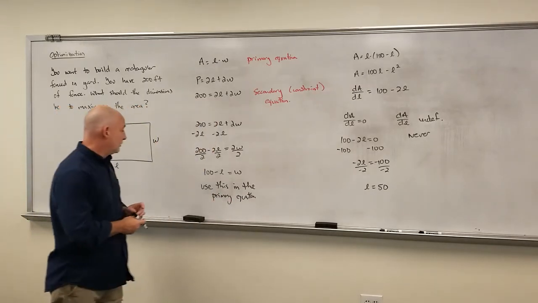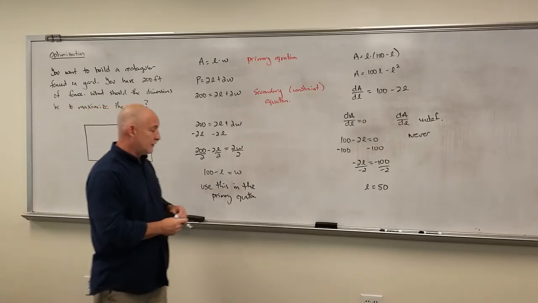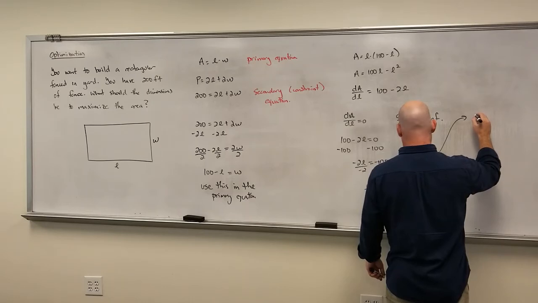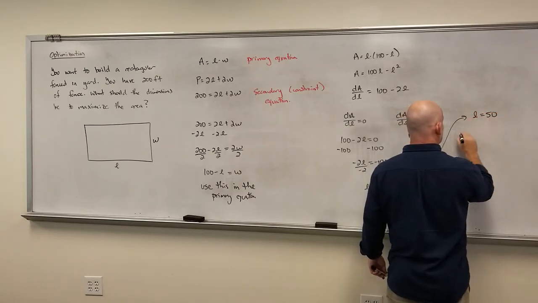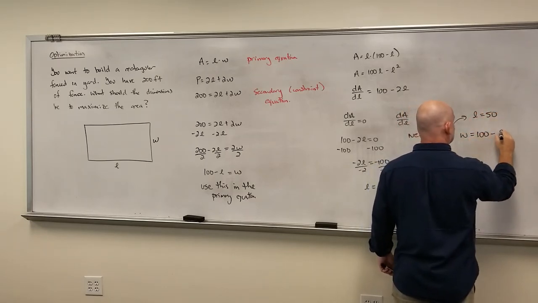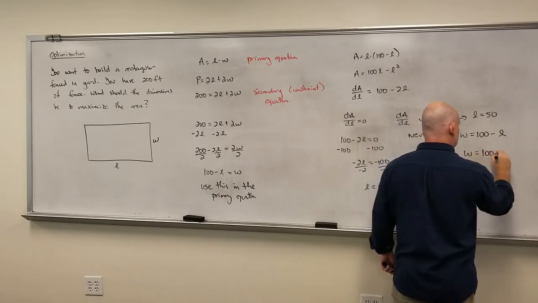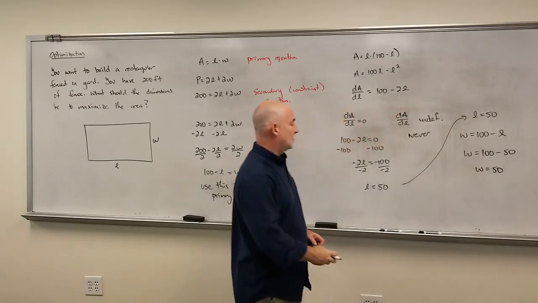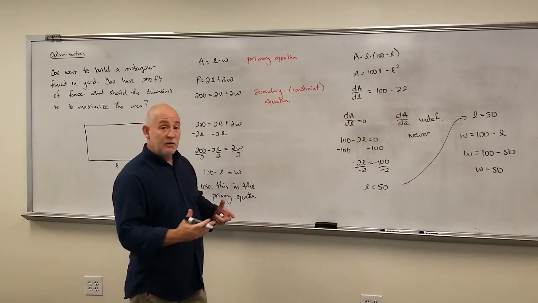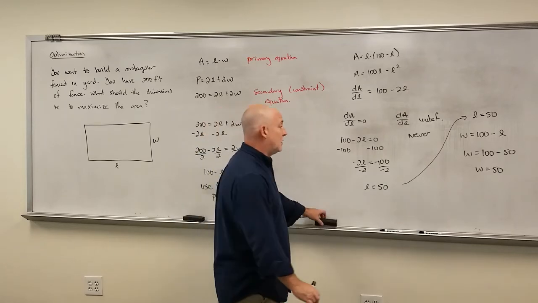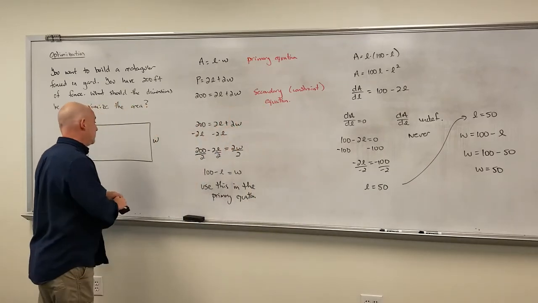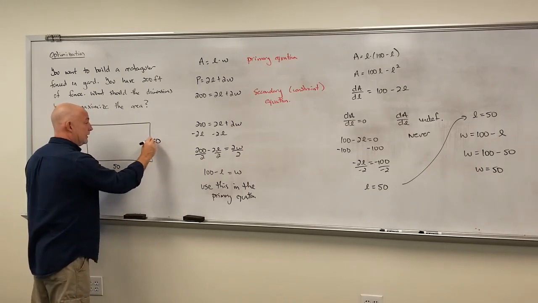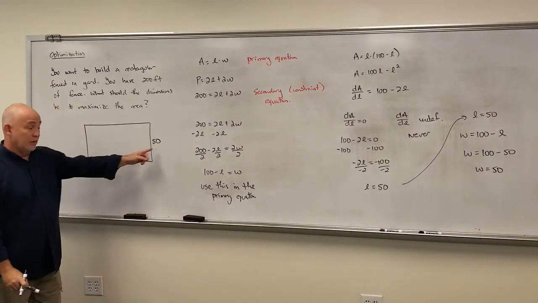But we also need to know what the width is. How can we figure out what the width is? Well, we know the length is equal to 50, and we know the width is 100 minus the length. So the width would also be 50. Okay, so now we found the dimensions that we want our rectangle to be, which technically is still a rectangle, but would actually be a square, right? Because the length and the width are the same.